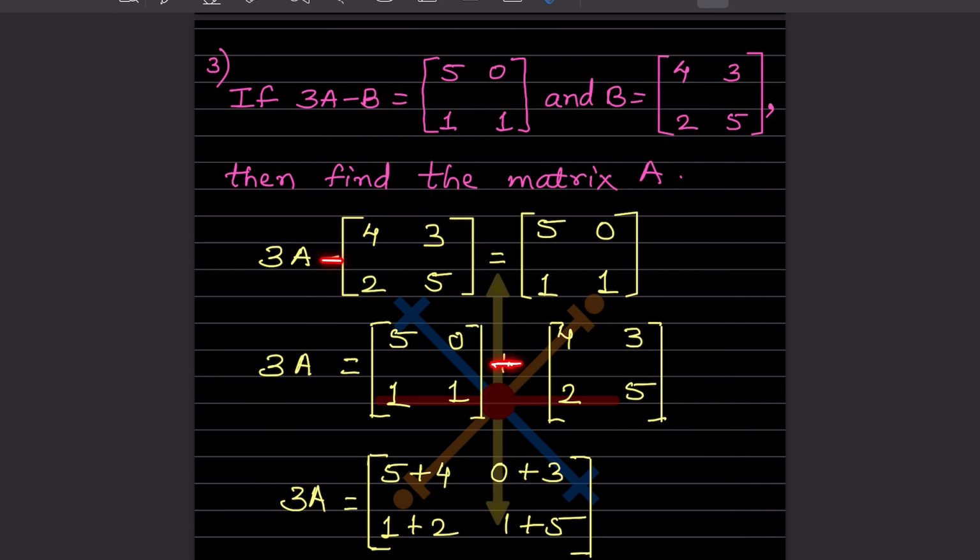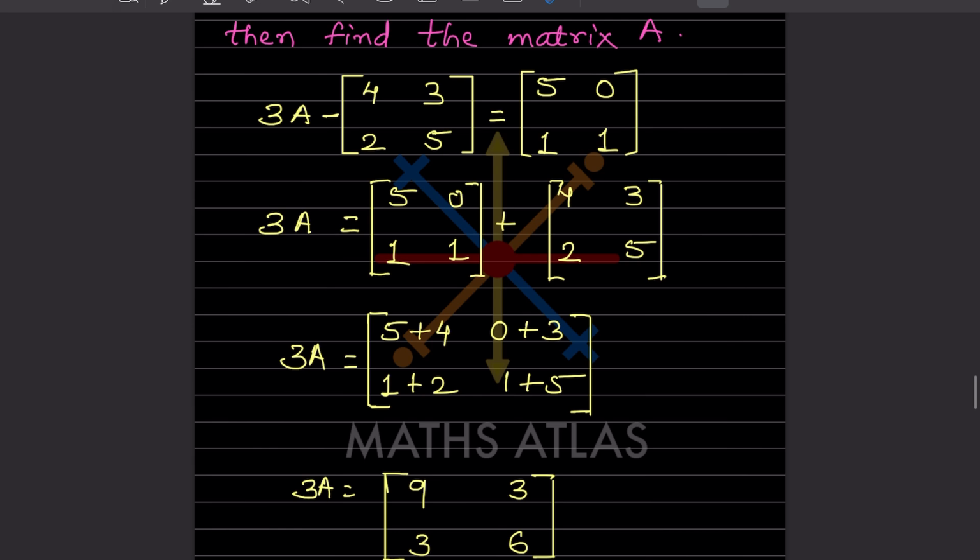This minus is going to be plus. This whole thing is going to be the same. So now look at here, because this is addition, what you are going to do? You are going to add this and this, this and this. This is what I wrote: 5 plus 4, 0 plus 3, 1 plus 2 and 1 plus 5.